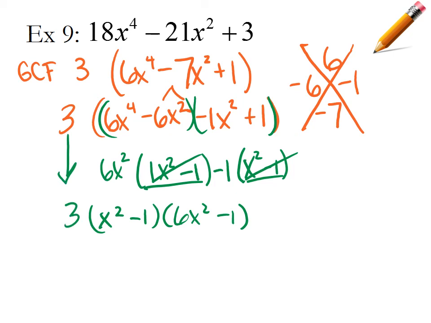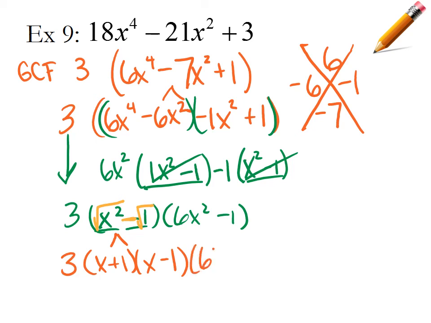But I'm not done yet. What else do I have to do? In this case, I have x squared minus 1, which is difference of squares, meaning x squared can be square rooted, 1 can be square rooted, and I have a minus sign. So this breaks down into an x plus 1 and x minus 1. Still have that GCF of 3, still have that factor of 6x squared minus 1. Now 6x squared minus 1 does not break down further because 6 is not a perfect square. So that leaves us with our final solution.